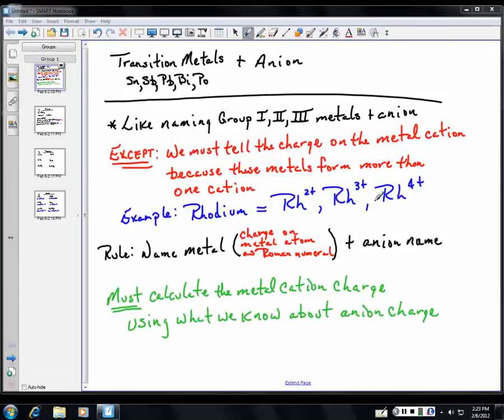Let's look at the third way of naming compounds. This is the way we name compounds if we've identified that first element in the formula as a transition metal. That's that set of 30 metals in the center of your periodic table, your D block elements or your D block metals. It also includes tin, Sn, antimony, Sb, lead, Pb, bismuth, Bi, and polonium, Po.